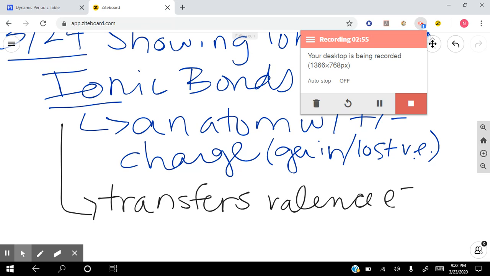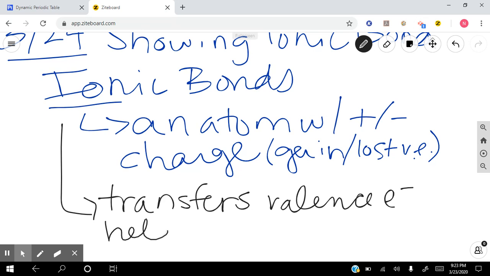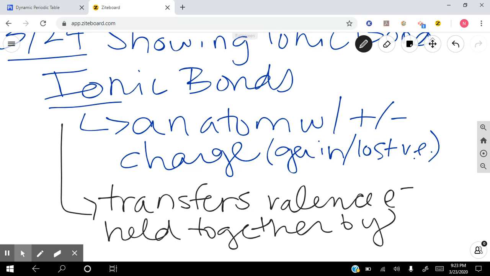When these bonds are held together, they're held together by a positive negative attraction. So kind of like magnets. So the positive ion is going to be attracted to the negative ion, and that's how a compound like table salt is going to be held together.